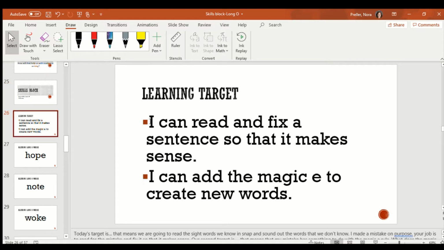The learning target today is I can read and fix the sentence so that it makes sense. That means that I'm going to read a sentence to you and something is going to be off, and you're going to help me fix the sentence, and we're still working on the magic E. Our second target is I can add the magic E to create a new word. So when there's that mistake, we're going to have to figure out what we need to add to make the new word. What does adding a magic E do? Remember, adding a magic E to the end of the word makes the vowel say its name.